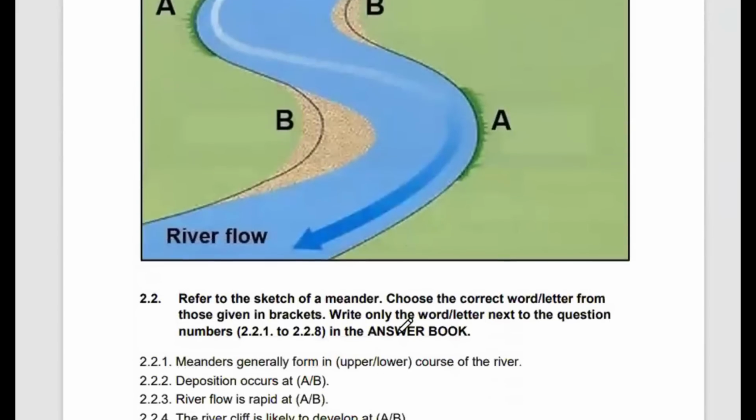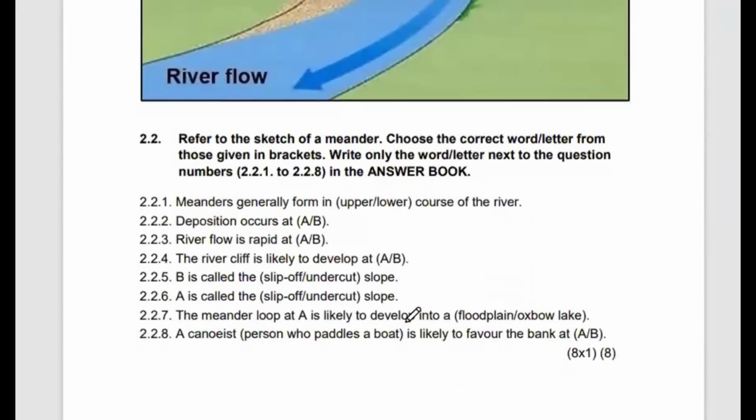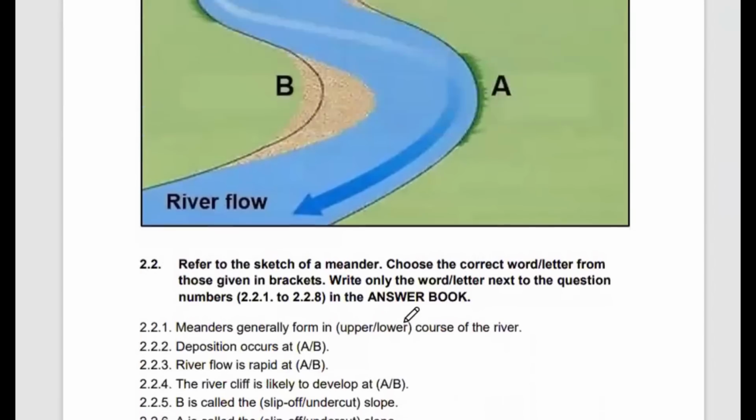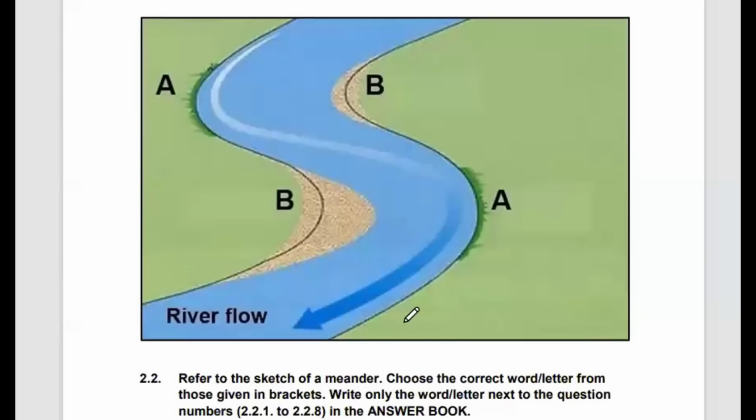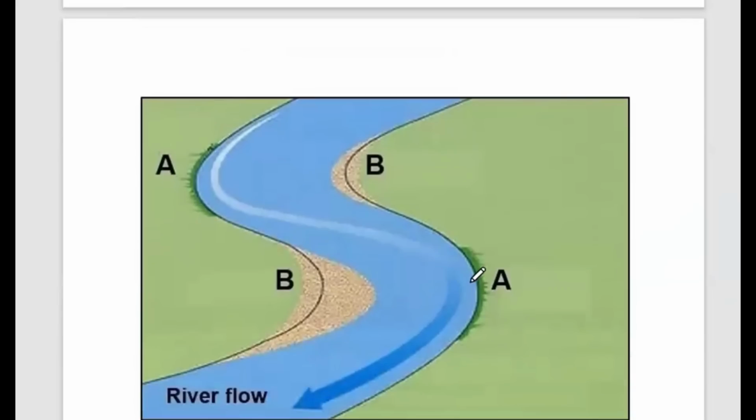We move on to question 2.2. It refers to a meander along the river. I'll just try to explain briefly on the meander here. Basically a meander is a bend along the river channel. Because of the presence of a bend on the river channel, it affects the flow speed of the water in the channel. Like at A here, this is what we call the outer bend of the meander, and B is called the inner bend of the meander.